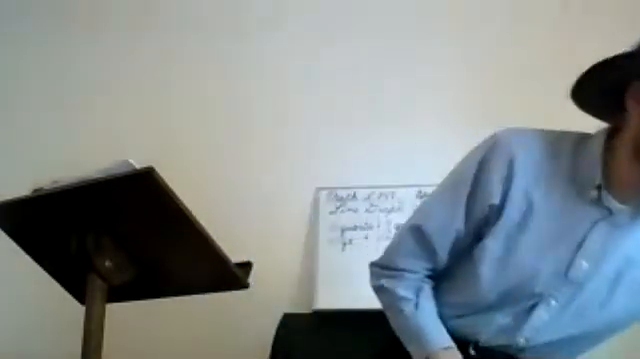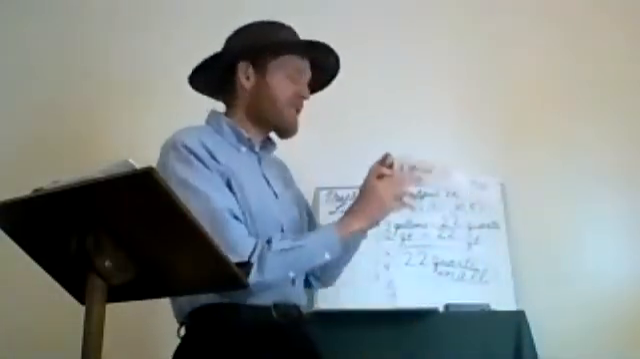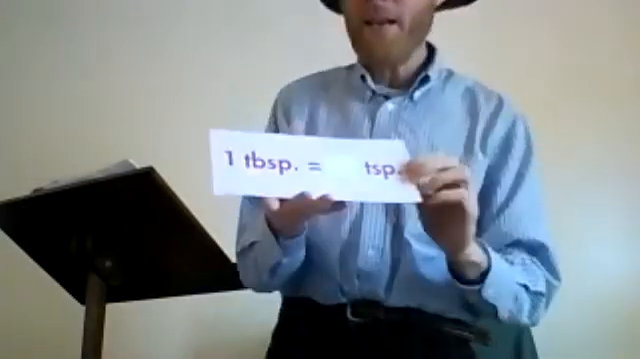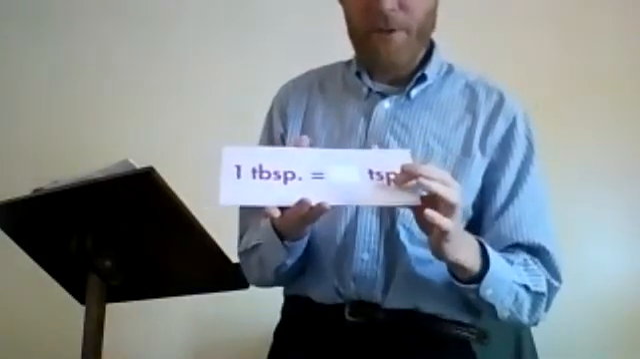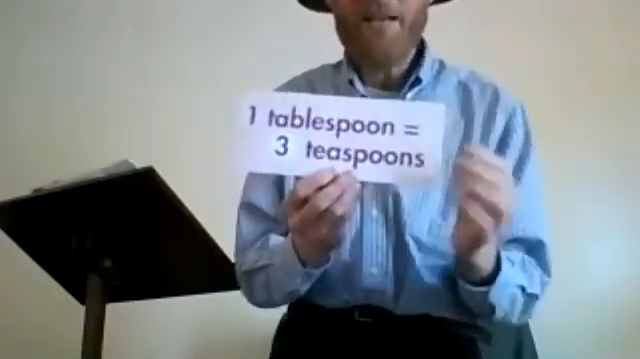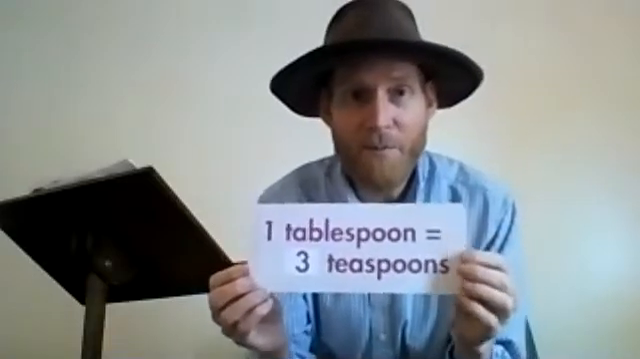That brings us to our new one. Today, I want you to memorize this one. We have a new fact I want you to learn. 1 tablespoon equals how many teaspoons? 1 tablespoon equals 3 teaspoons. 1 tablespoon equals 3 teaspoons.